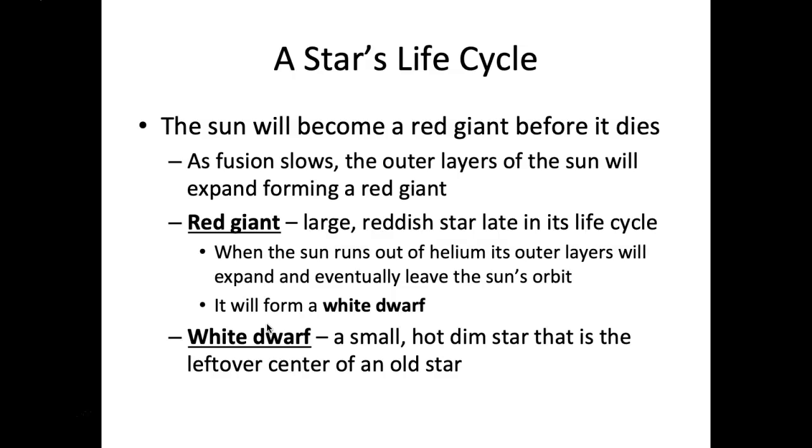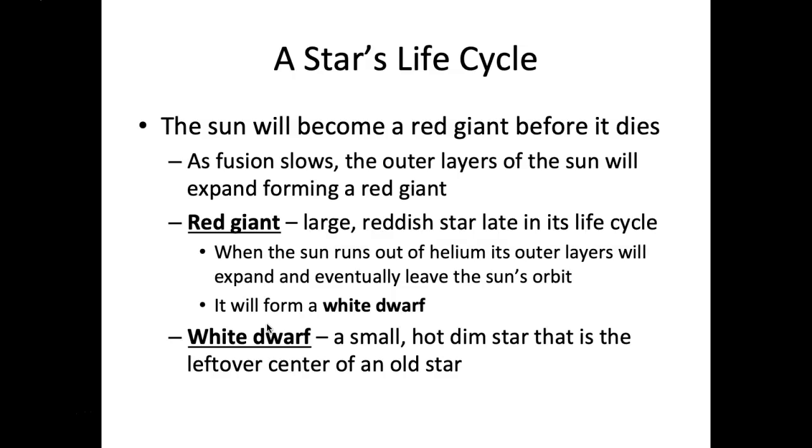So scientists believe that our sun will continue to follow this main sequence pattern and eventually become a red giant before it dies off. What's going to happen in order for that to take place is as the fusion reactions start to slow down, the outer layers of the sun will continue to expand and our sun will form into a red giant. A red giant is going to be classified by its large, reddish, late stage of its life cycle.